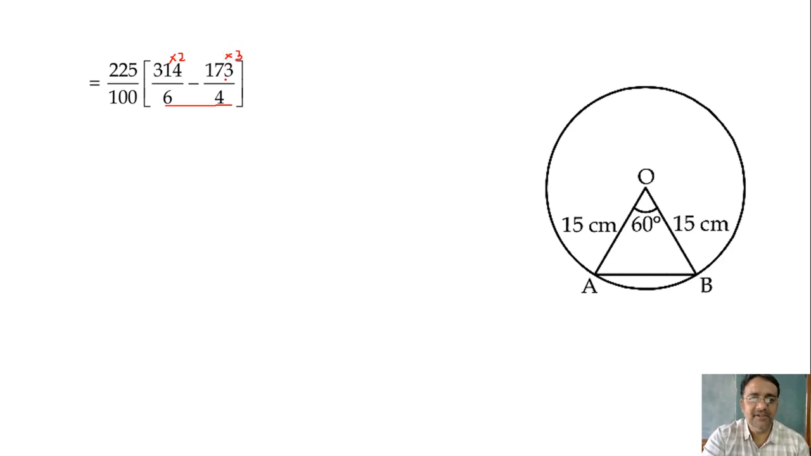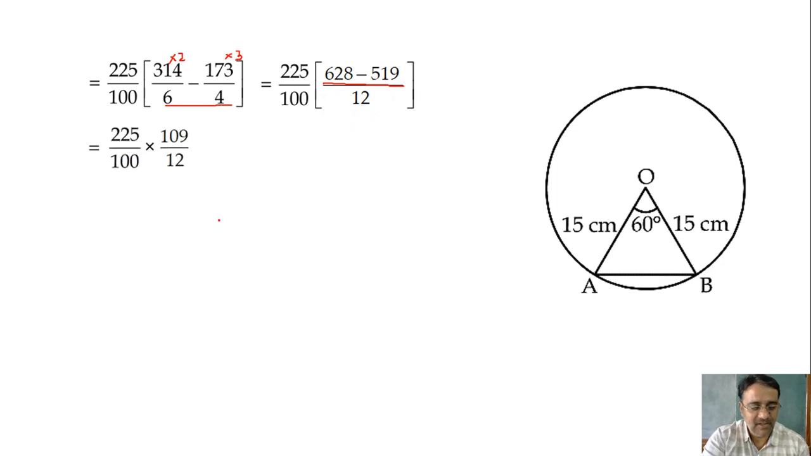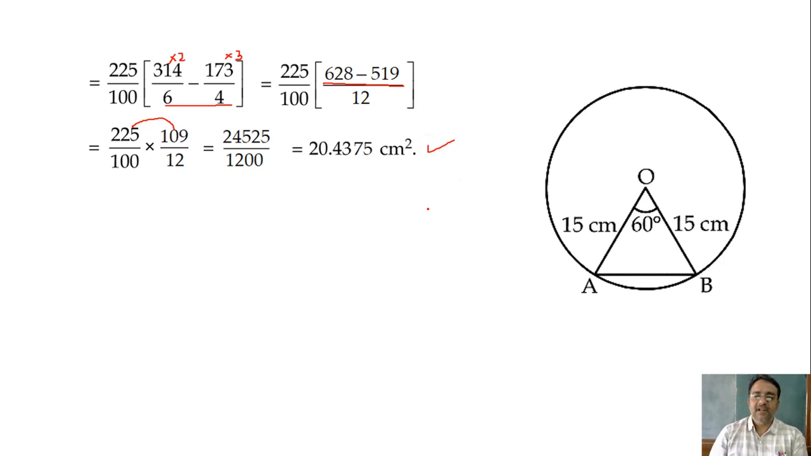So we'll get 628 and 519 upon 12. If we subtract, we'll get 109 upon 12. Okay. If you then multiply this two and then divide by 1200, finally we'll get 20.4375 centimeters square. Okay. Now area of major segment we have to find.